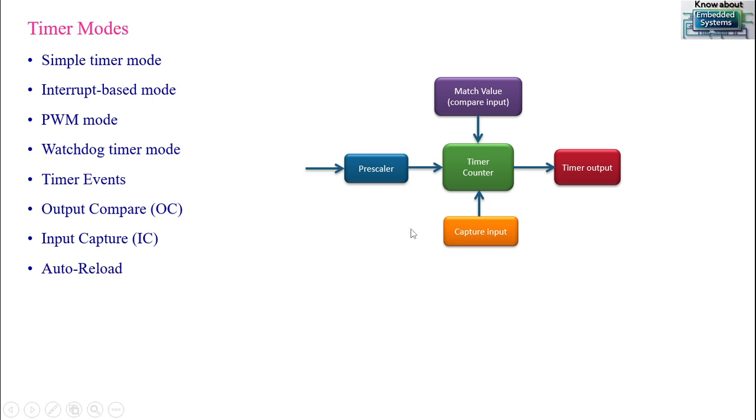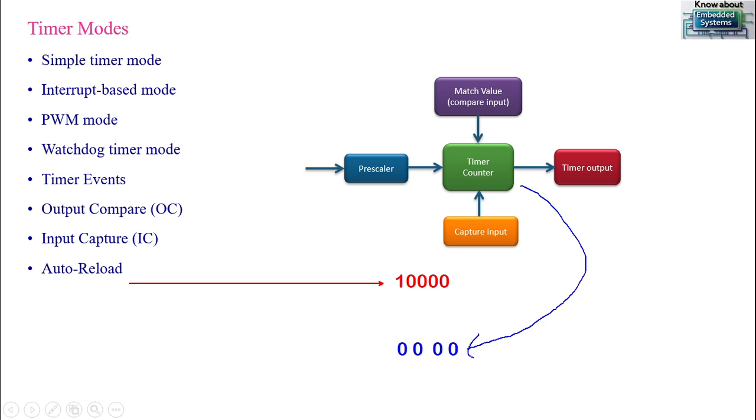Auto reload mode. For example, the timer will run and I will start from this value. Okay, this is my predefined value. Let us assume this is my auto reload mode. But by default, what will happen? The timer will always start from 0000. Whenever the timer resets, it will always start from 000. But sometimes, based on the application need, we can reload to a different value, and that is called auto reload mode.